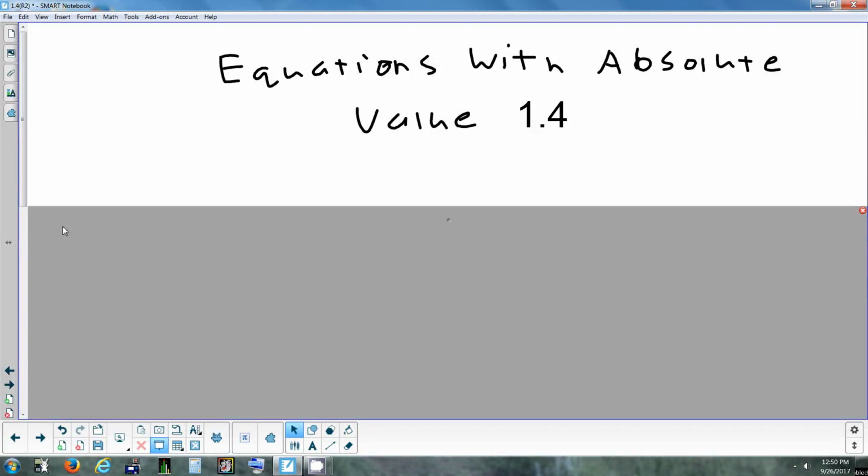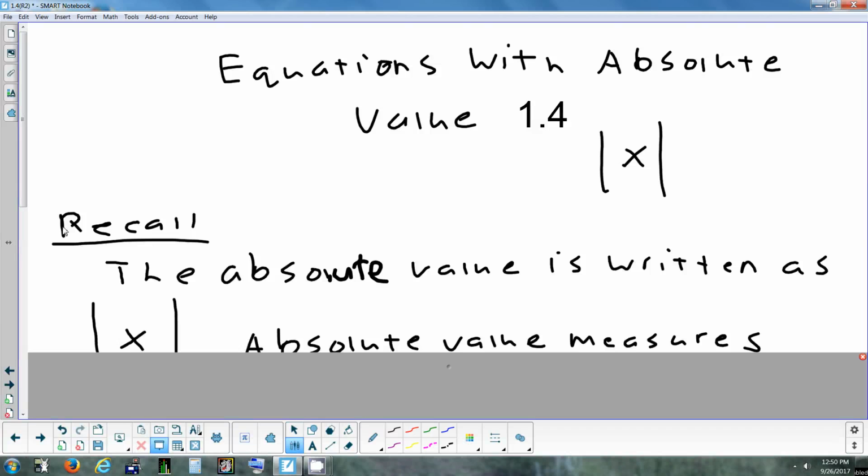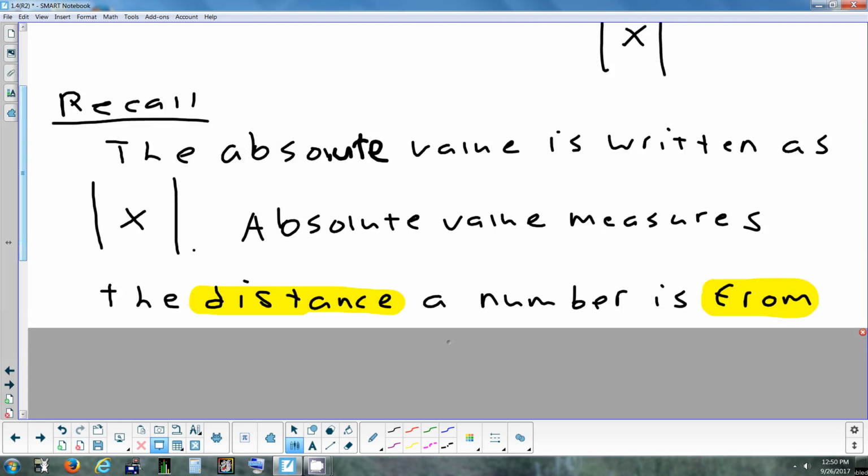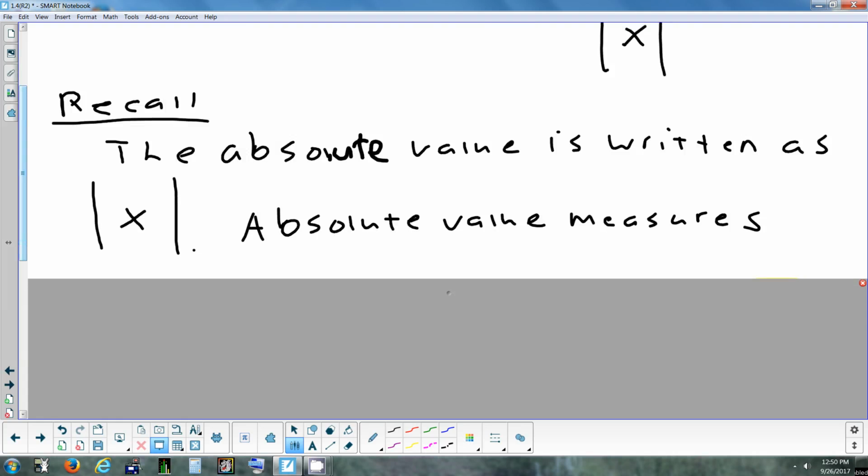Okay, so the absolute value symbol looks like this. Do you remember that? The 2 bars? No? All right, well, that's what the absolute value looks like. Do we have to? Yes, you do. All right, so reminder, absolute value is written just like that.